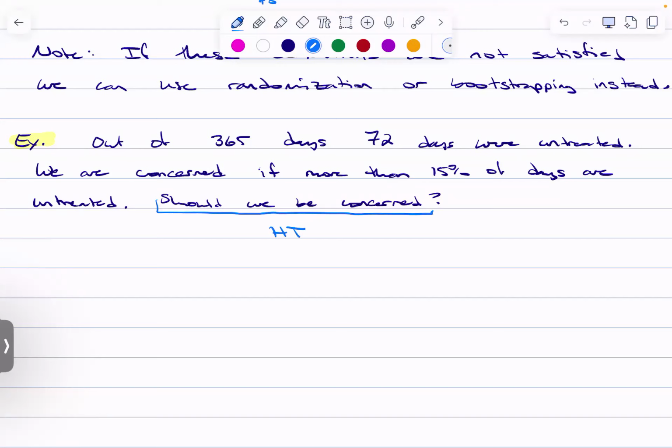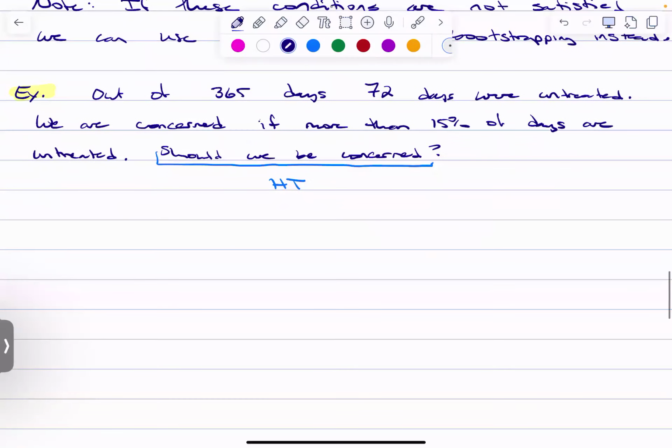Or is there evidence that blah, blah, blah, blah, blah? Okay. Any sort of terminology like that means you're going to have to do a hypothesis test. Okay. So step 1 of a hypothesis test is to state the hypotheses.